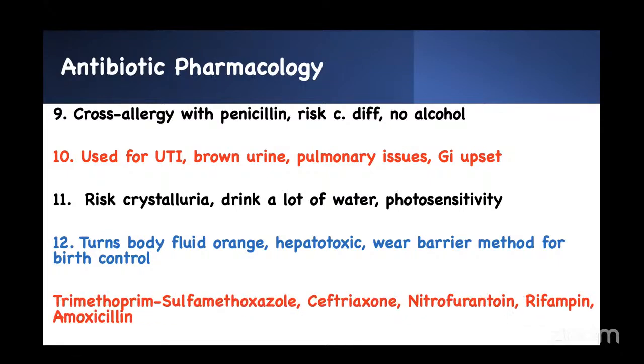This is what we have, right? Trimethoprim sulfonamide, right? These are all sulfur drugs, right? Sometimes we call it Bactrim, right? Trimethoprim sulfonamide, that's the most common antibiotic everybody knows about. It's a Bactrim. Which one is this? This one is a Ceftriaxone. Which one is Nitrofurantoin? Which one is Rifampin? And which one is Amoxicillin?